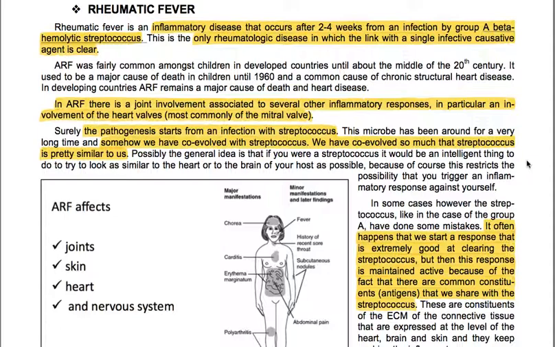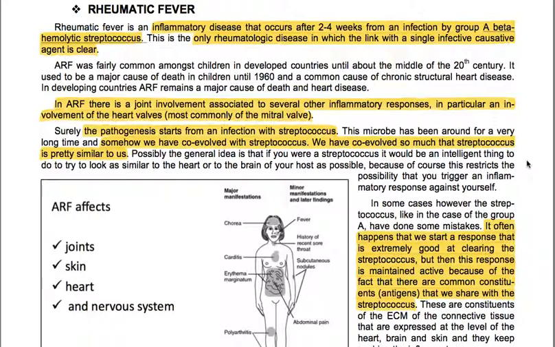Surely the pathogenesis starts from an infection with Streptococcus. This microbe has been around for a very long time and somehow we have co-evolved with Streptococcus. We have co-evolved so much that Streptococcus is pretty similar to us. Possibly the general idea is that if you were a Streptococcus, it would be an intelligent thing to try to look as similar to the heart or to the brain of your host as possible, because of course this restricts the possibility that you trigger an inflammatory response against yourself.